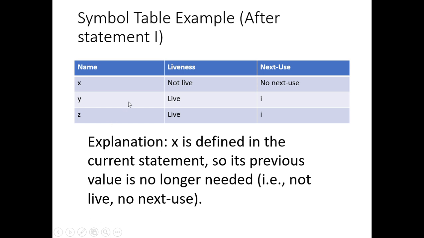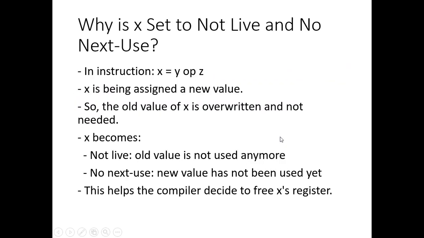y is put as live and next use as i, because the y value will be used again in the expression, that's why it is put live, and i is nothing but the current line of the expression. z is put as live because z is also going to be used in the current expression, and i is marked as the current line where it is used. So this is the explanation of what I said.